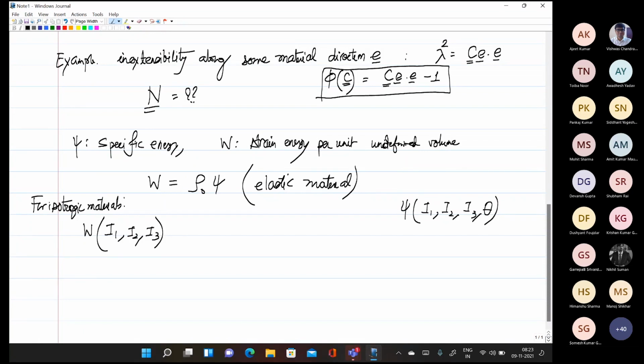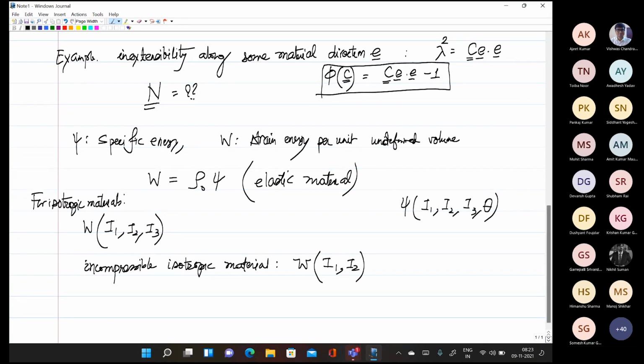Okay. And furthermore, for incompressible isotropic material, notice that I3, which is the determinant of C, will always be equal to 1. So I3 does not change. So therefore, I3 does not show up in the argument of W. So for incompressible isotropic material, W is just a function of I1 and I2, because I3 is not changing, right? So what will then sigma be in this particular case?